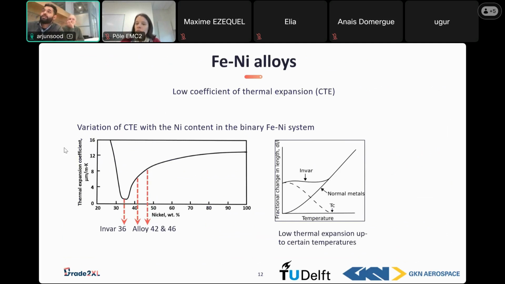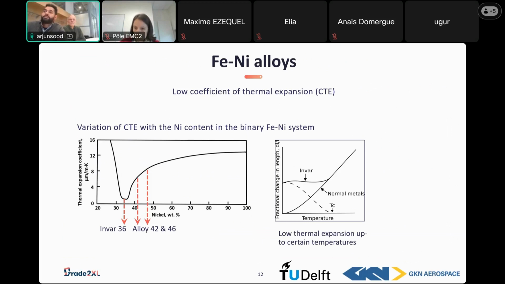Why is it so special? On this slide, you see a plot which shows you the variation of the thermal expansion coefficient versus the nickel content. In essence, INVAR alloys comprise iron and nickel, and these alloys are known for their extremely low thermal expansion properties. As you can see, at around 36 weight% of nickel, you get a very sharp dip in the thermal expansion.